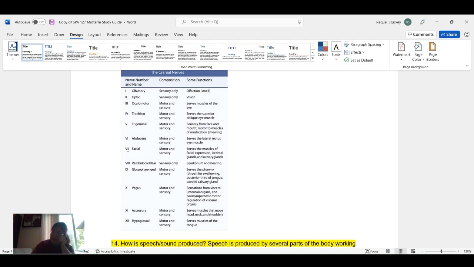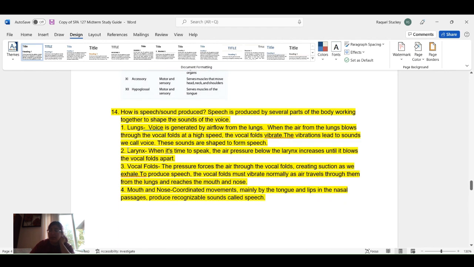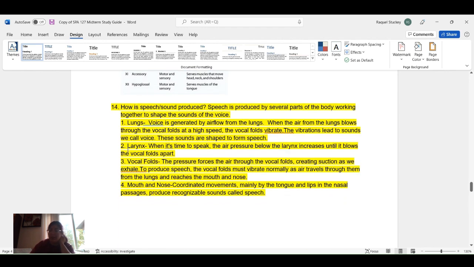Number 11. Accessory nerve is a motor. It serves the muscles of the head and neck and shoulders. And number 12, hypoglossal, serves the muscles of the tongue. It's a motor.